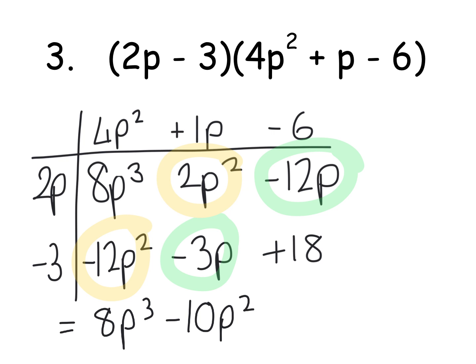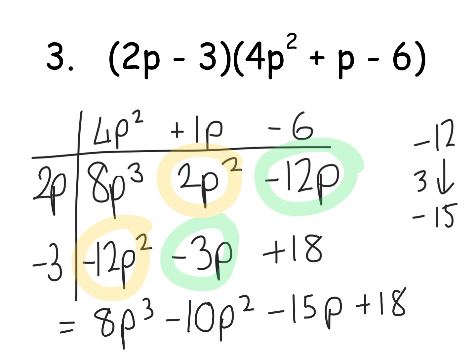A negative 12 and a negative 3. Now that is not a double negative. Do not try and turn that into plus 15. It's not a double negative. It stands for minus 12. Come down another 3, which takes you to minus 15. So it's minus 15p and then a plus 18 for your final answer.